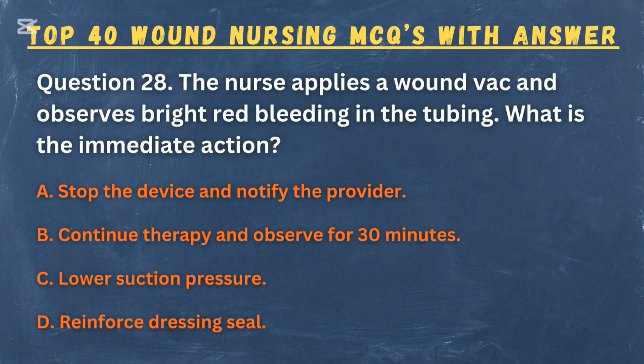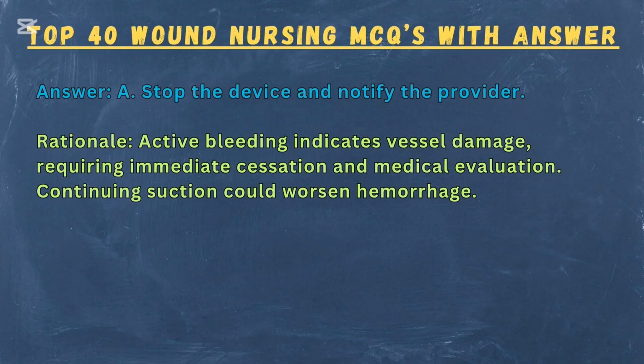Question 28. The nurse applies a wound vac and observes bright red bleeding in the tubing. What is the immediate action? A. Stop the device and notify the provider. B. Continue therapy and observe for 30 minutes. C. Lower suction pressure. D. Reinforce dressing seal. Answer: A. Stop the device and notify the provider.